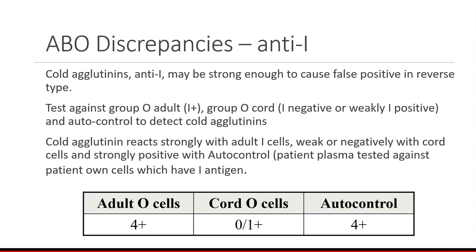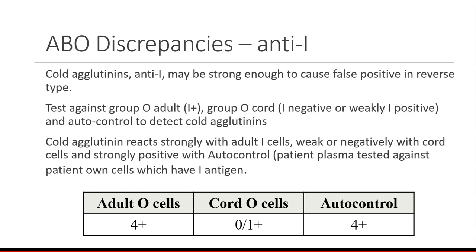So let's talk more about anti-big I. Cold agglutinins with a specificity for the I antigen, meaning they're anti-big I, may be strong enough to cause false positives in the reverse type. So in order to prove this is what happened, we will test the sample against group O adult cells, which have the big I antigen, and group O cord cells, which are either I negative or weakly I positive.